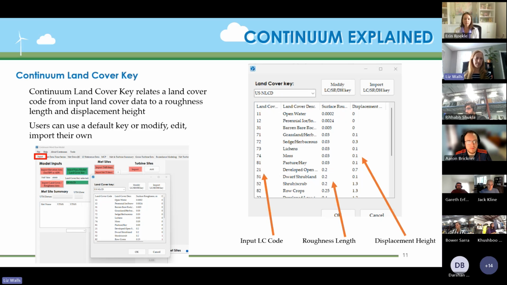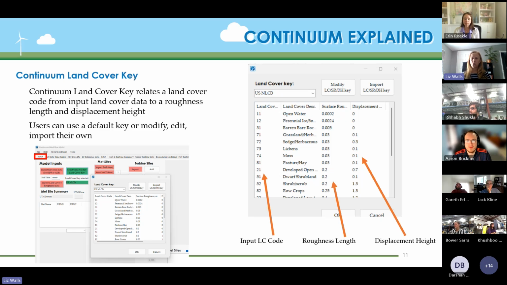So in the software, on the input tab, you can click the button, select view, modify land cover key, and it will open up this form, which shows a number of the built-in land cover keys. So the one we're showing here is for the US's National Land Cover Database, but we also have a European land cover database, North American data set, as well as a South African land cover key that we've added just in the last 6 months or so. If you don't see the land cover key that you need in this dropdown in one of the built-in land cover keys, you can always import your own. It's just a simple CSV file with the land cover code, the description, and the associated roughness and displacement height.